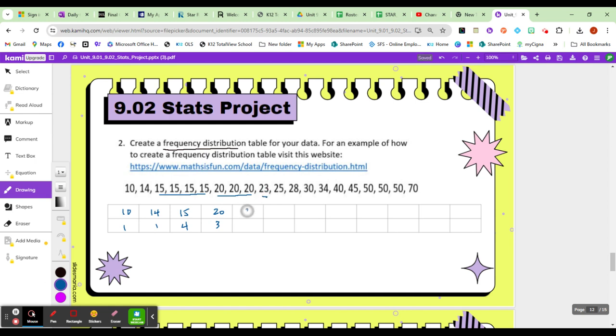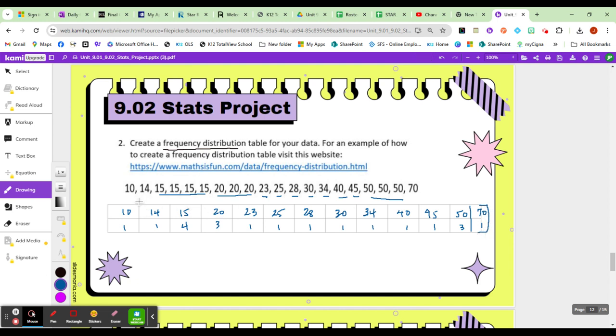I have 123. I have 125. I have 128. I have 130. I have 134. I have 140. I have 145. I have 3 50s. And maybe I needed one more box. And I had 170. So that should have gone out.